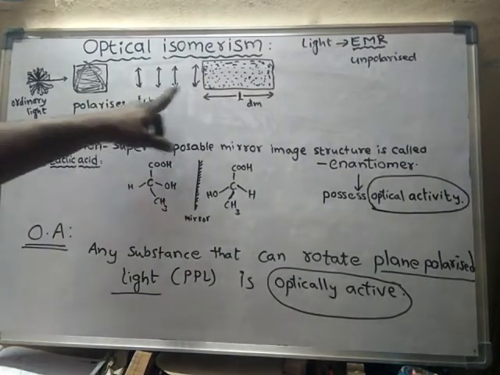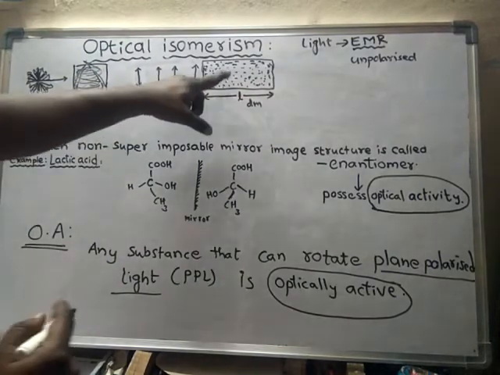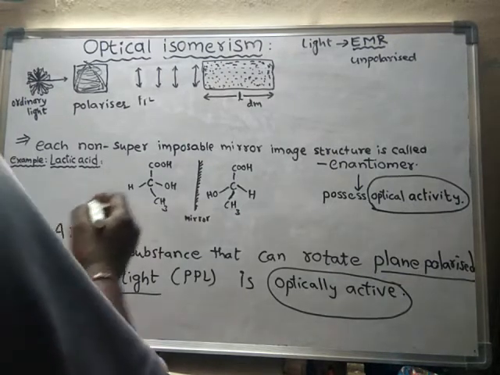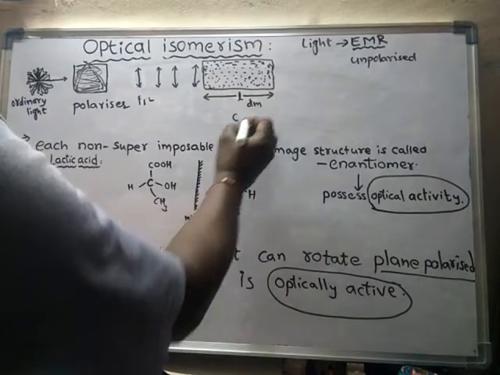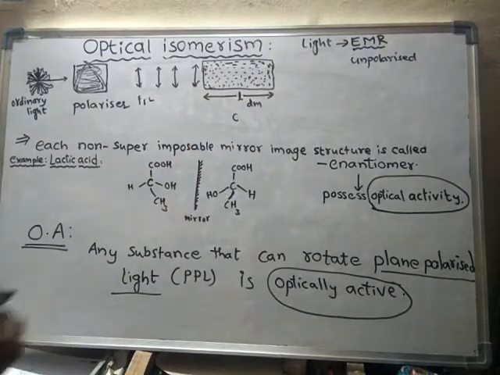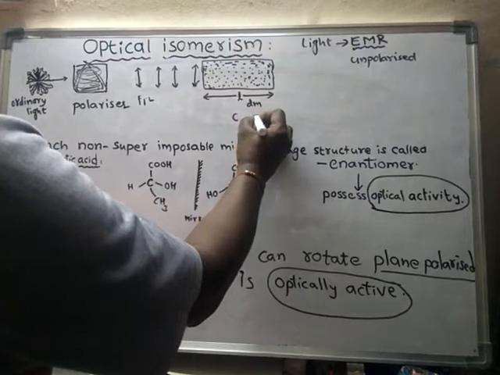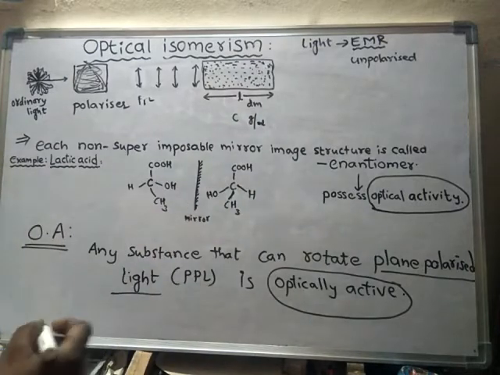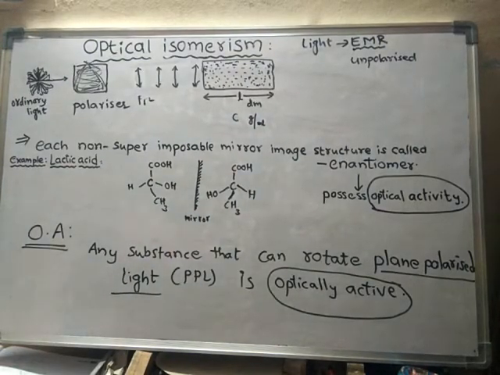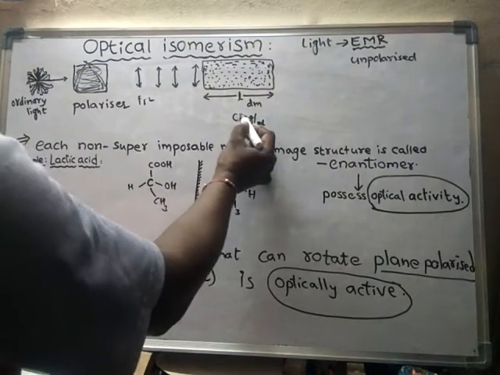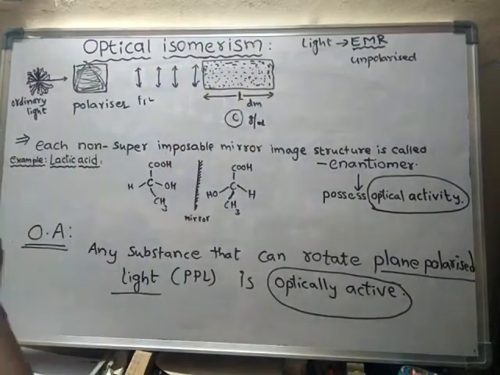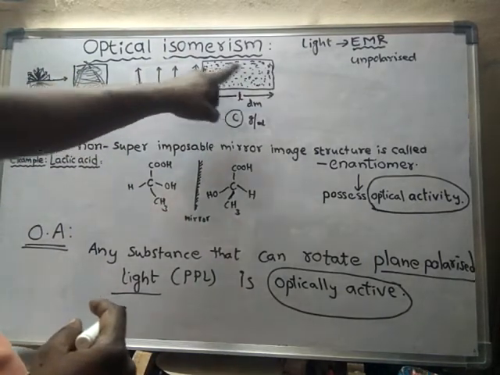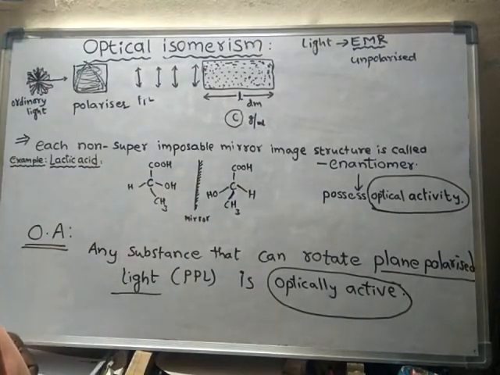So when it is allowed to pass through this compound, this compound has a certain concentration, C, which is generally measured in grams per milliliter. So C is the concentration of the compound in the solution in which that compound is present.